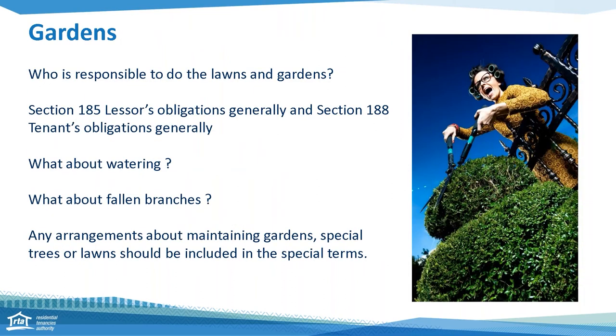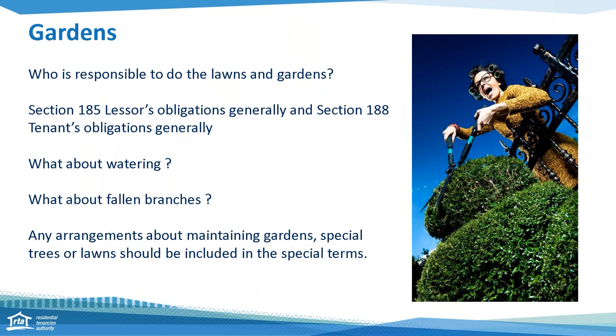So starting with gardens, the question quite often asked is who's responsible to do the lawns and gardens? Section 185 is the lessor's general obligations, at the start of the tenancy, to ensure the premises are fit for the tenant to live in, clean and in good repair. Therefore, at the start of the tenancy, the property should be ready to go for the new tenant. It's important to set out the condition at the start and take photos, not just inside the property, but outside as well. Section 188 is the tenant's general obligations.